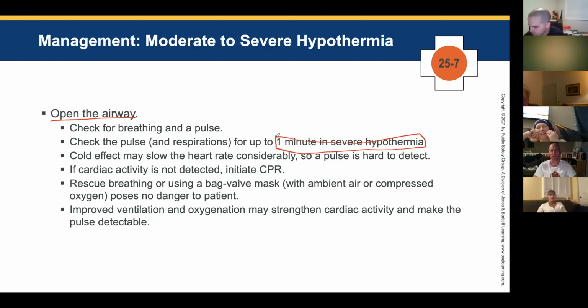15 seconds. Yeah, 15 to 30 seconds. However, in this case, we want to assess for up to 1 minute. And why do we want to check for up to 1 minute? Because it's hard to find. Yeah, absolutely. Their pulse may be very hard to find.